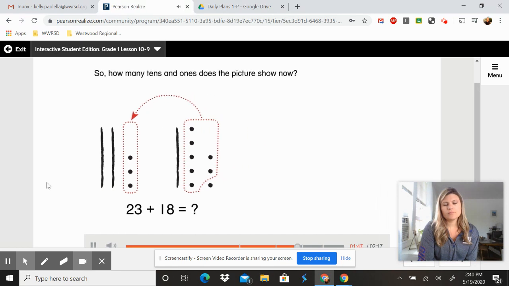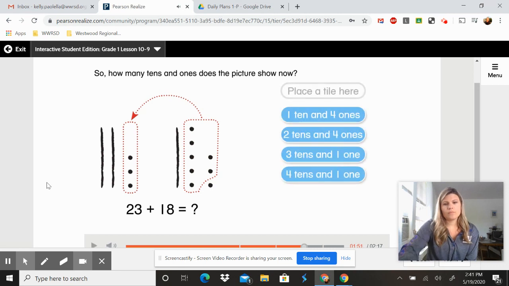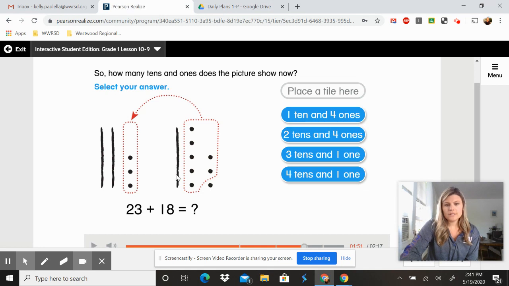So, how many tens and ones does the picture show now? Okay. Select your answer. 1, 2, 3, 4 tens, and 1 one. Don't forget about that little guy, okay?